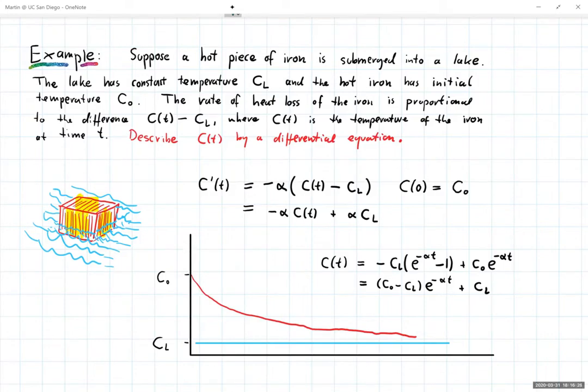So naturally what we expect is an exponential decay of the temperature starting at C naught, and the baseline temperature that we're going to reach is, not unexpectedly, the temperature of the lake, CL.